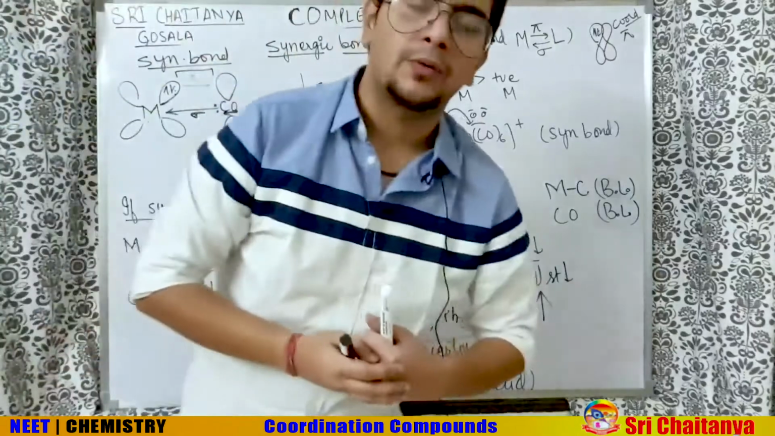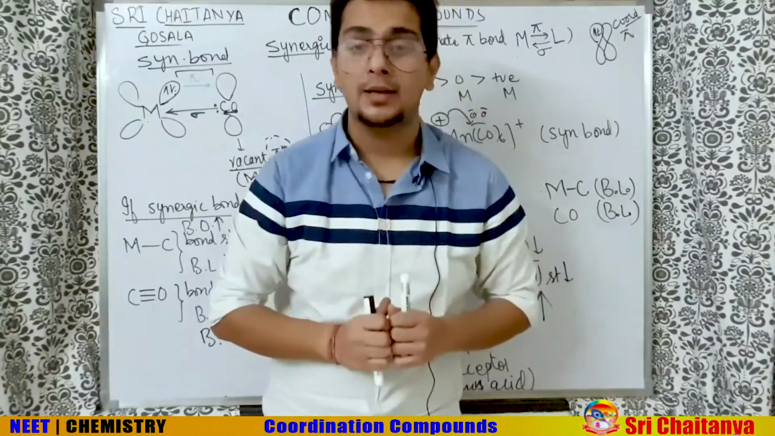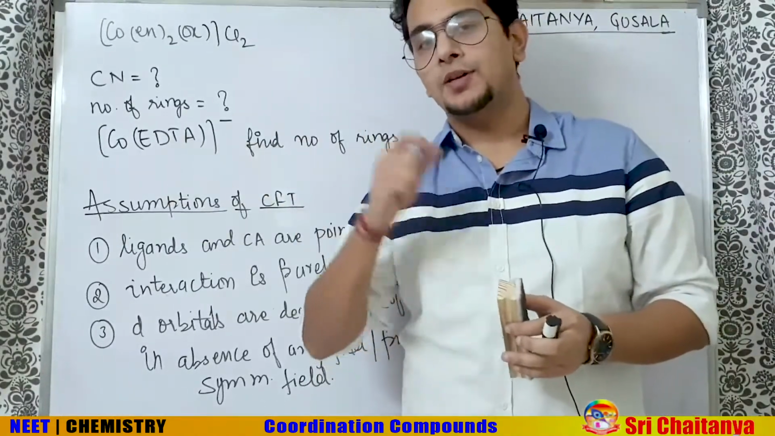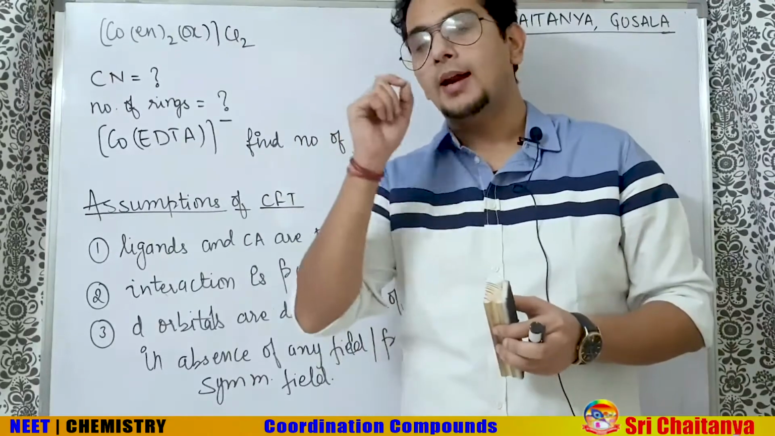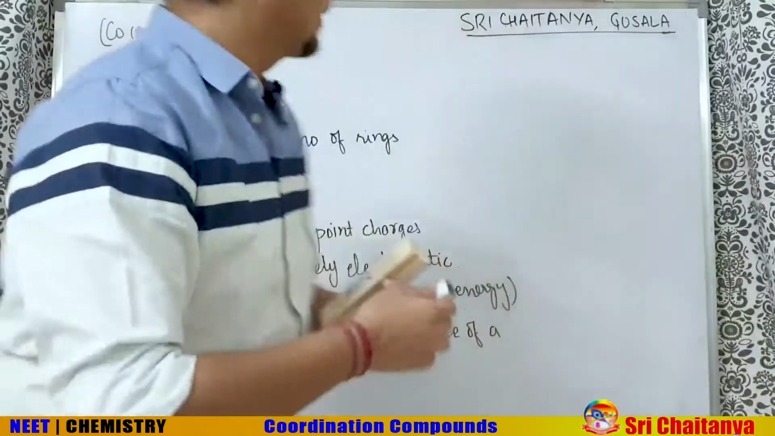So here this is what we can talk about the synergic bonding in this topic, extremely important topic. Now I will tell you how to find the number of rings in a complex compound and how to find the coordination number. Already I have told you one formula that I am going to apply now.